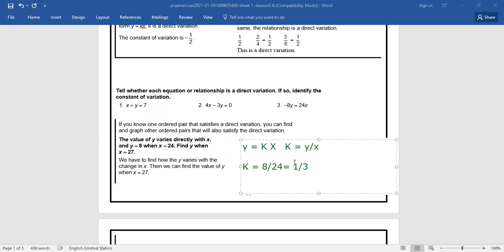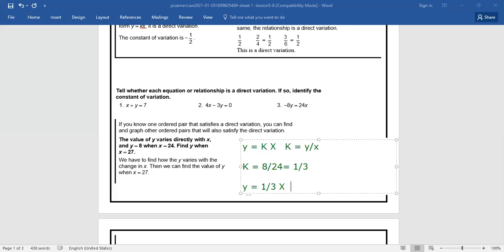Can anyone tell me now the equation? Y equal what? Y equal 1 over 3x. Yes, so it will be y equal 1 over 3x. So the first step, we have to write the equation. We find the value of k first. The value of k equals y over x, which is 8 divided by 24. So we have 1 over 3. Now, y equal 1 over 3x.